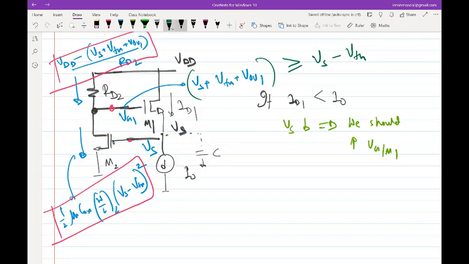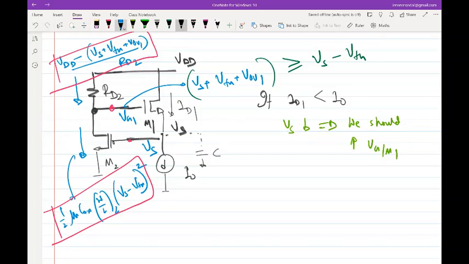Correct. Yes, you can. Now his argument is correct, and I should have pointed this out earlier: if VG1 is always greater than VS, then M2 cannot go out of saturation. VG1 has to be always greater than VS. So that is actually a good observation. You need not even do the math.